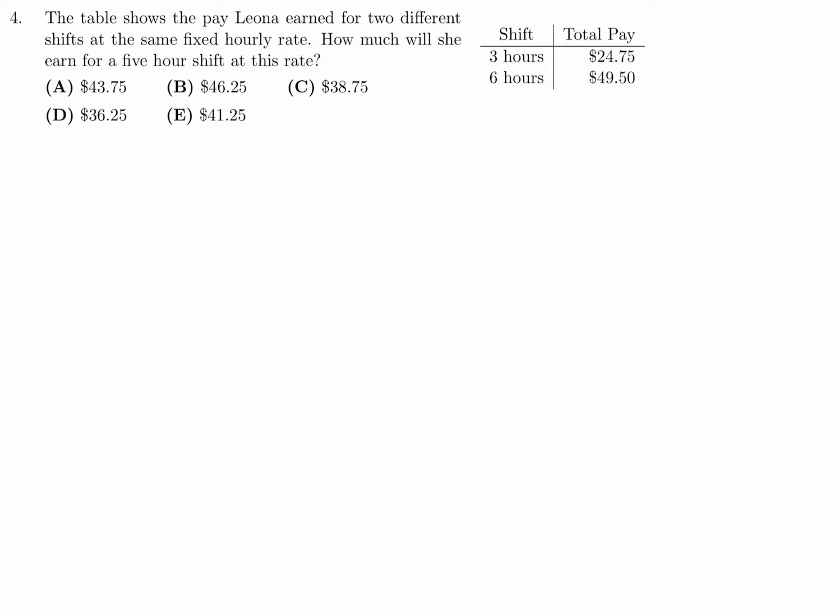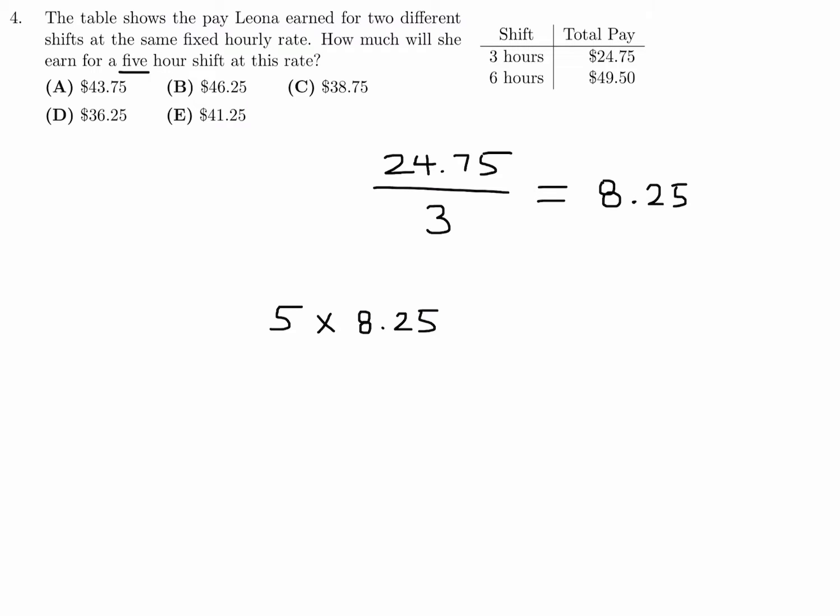The table shows the pay Leona earned for 2 different shifts at the same fixed hourly rate. How much will she earn for a 5-hour shift at this rate? To figure out her hourly rate, let's just take the value that she got paid and divide it by the number of hours. And if you do that, you get $8.25. And it will be the same for that amount and the 6 hours. So to figure out how much she gets paid for 5 hours, take 5 hours, multiply it by her hourly rate, and that is $41.25. So number 4, the answer is E.